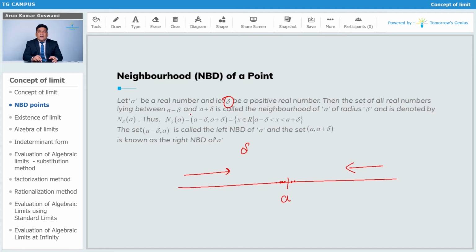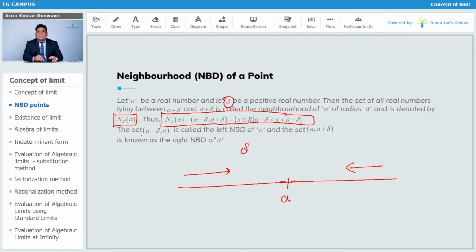So the points between a minus delta and a plus delta are called the neighborhood points of a of radius delta, and it is denoted by N of delta. These are the number of points, basically. Thus we can say that N delta of a is equal to nothing but, we represent this in terms of a set, in set builder form, where a minus delta and a plus delta are the neighborhood points, and in between it can be any point x, where x belongs to R.